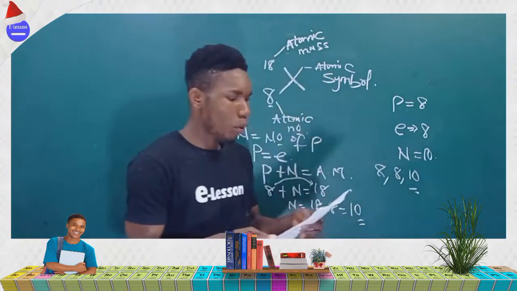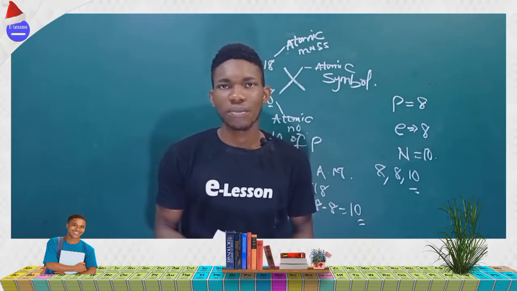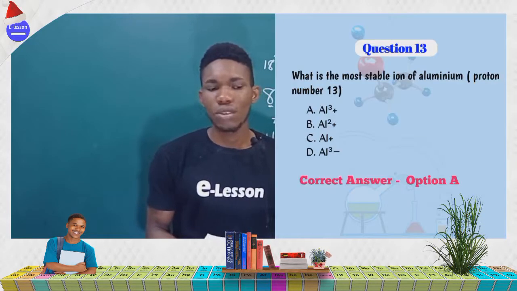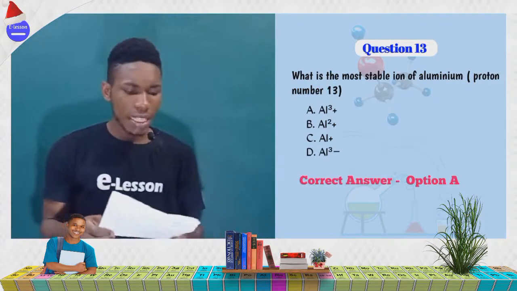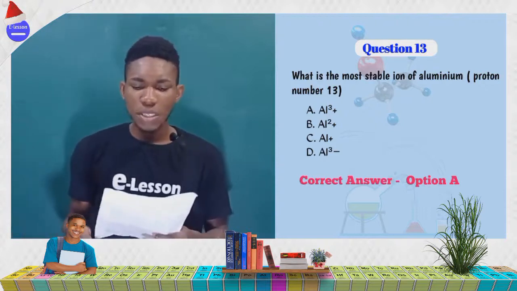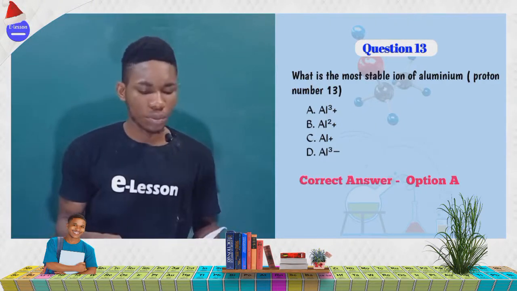And that is option D for this question. Let's take a look at the next question. What is the most stable ion of aluminium?